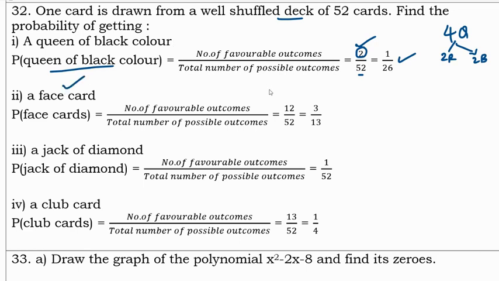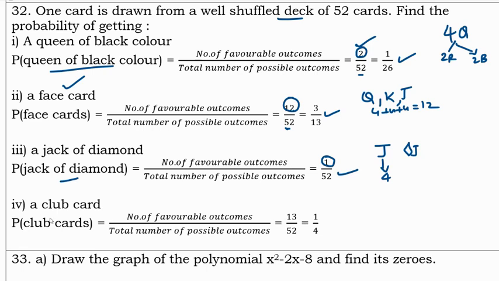Face cards. So in total we have 12 face cards: 4 queens, 4 kings, 4 jacks. So 4 plus 4 plus 4 gives you 12 out of 52 total. So 12 by 52 is 3 by 13. A jack of diamond. We have only one card that is the jack of diamond. We have four jacks, but diamond-shaped jacks we have only one. So 1 by 52. Club cards. Total club cards are 13.